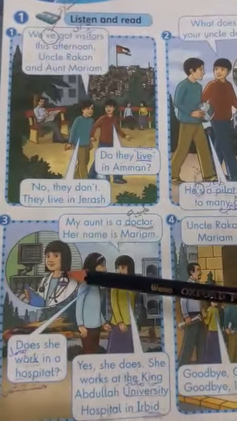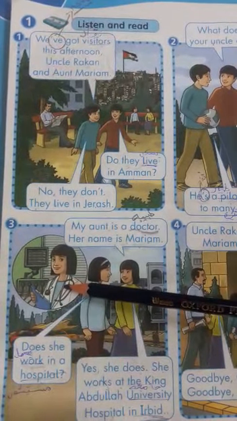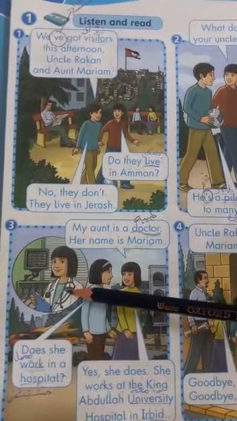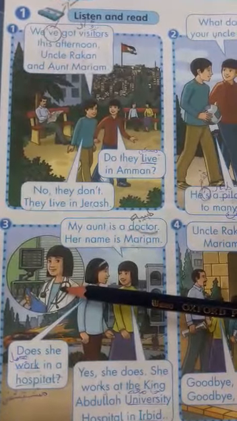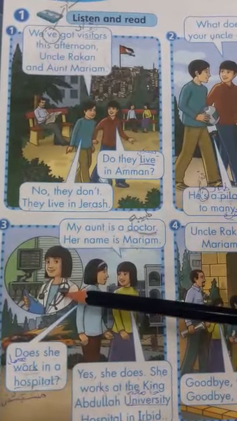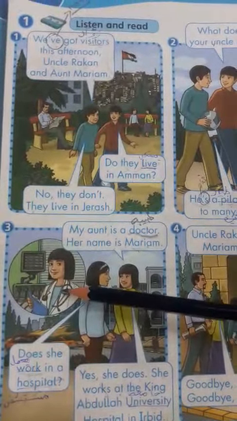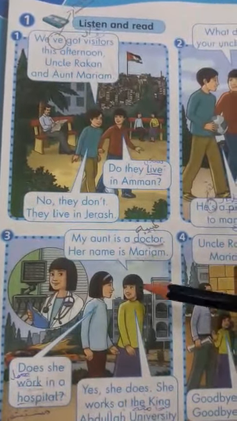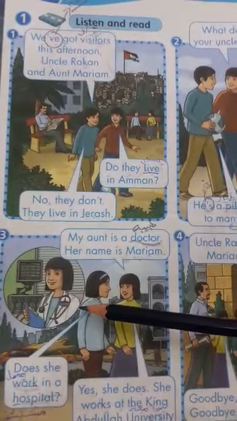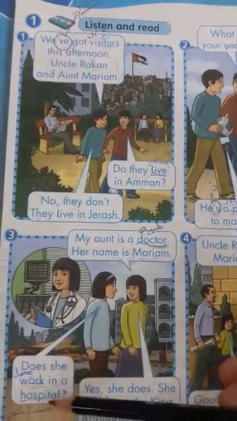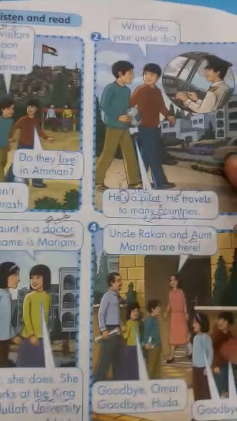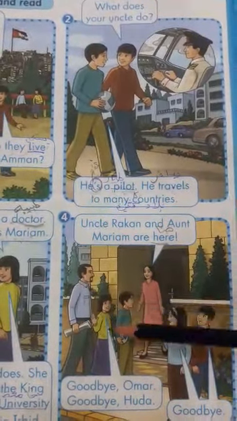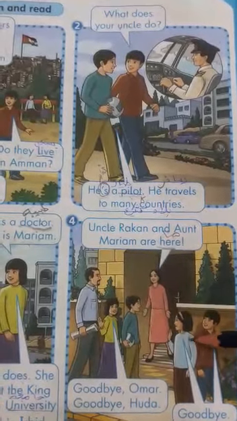Picture number three. Look at this woman here. What does she do? She is a doctor. Where does she work? Does she work in a school? No, she doesn't. Does she work in an airport? No, she doesn't. She works in a hospital. Look at picture number four. We can see mom, dad, Asmaa, Mazen, Huda, and Omar.